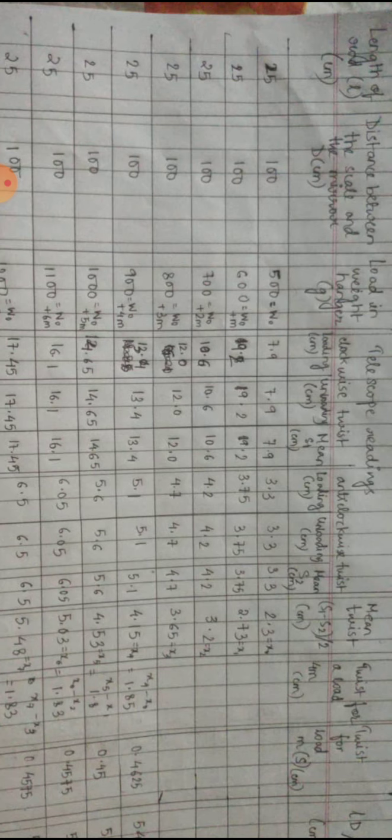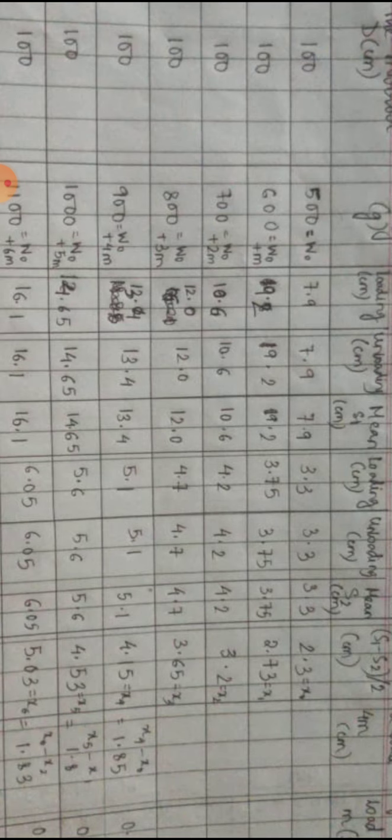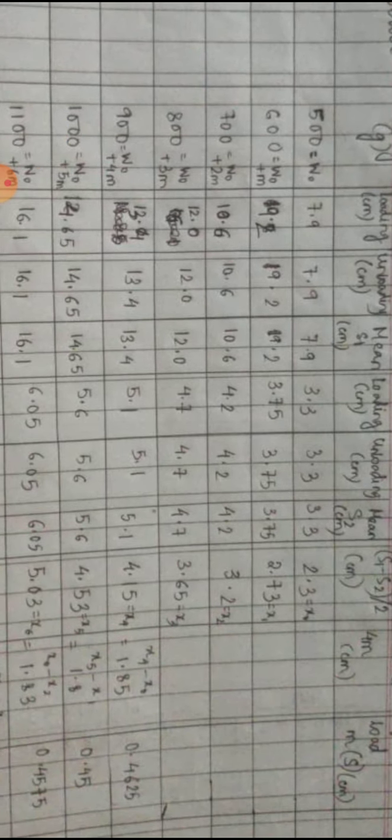In this experiment, in the telescope there is a scale on both sides, that is, on the right hand side there is a scale, and another one on the left hand side. So during the experiment you have to take only one scale, either right side or left side. Here is just an example of the readings. You start from 500 grams, and then 600, 700, and the reading is like this. For the clockwise direction the mean S1 is 7.9, then 9.2, 10.6, like this, and for the anticlockwise direction the mean S2 is say 3.3, 3.75, 4.2, like this.